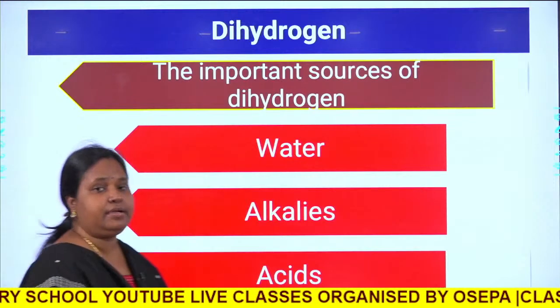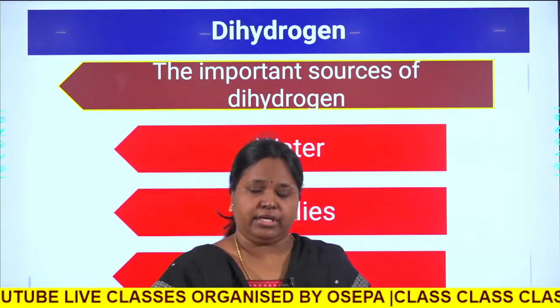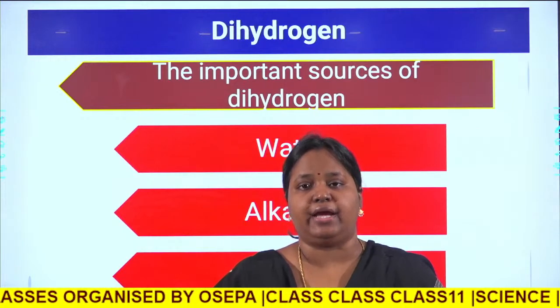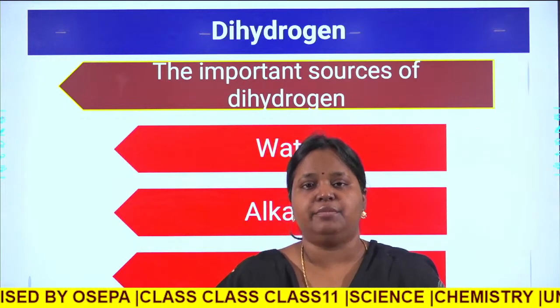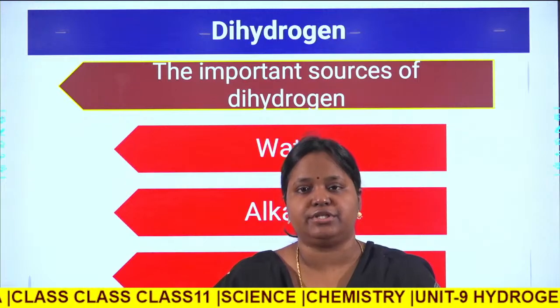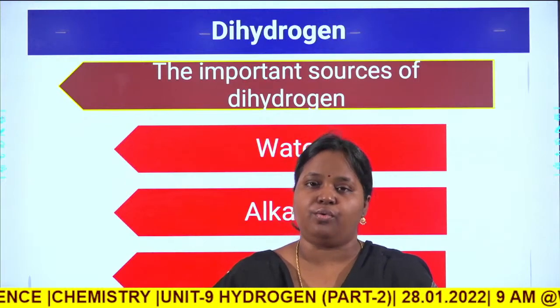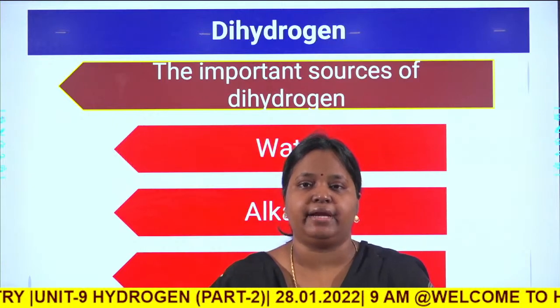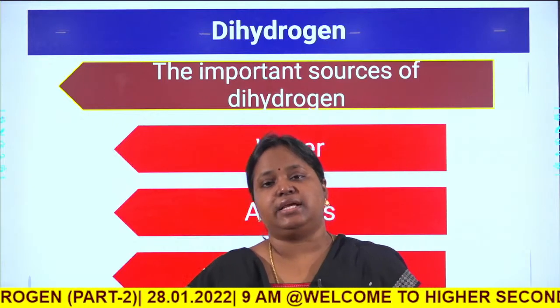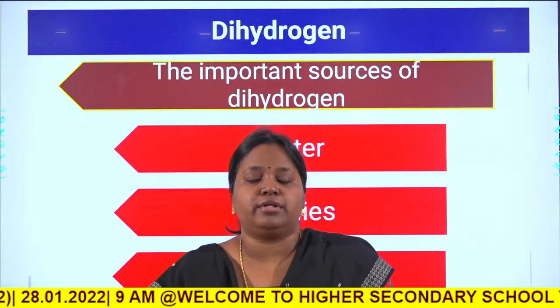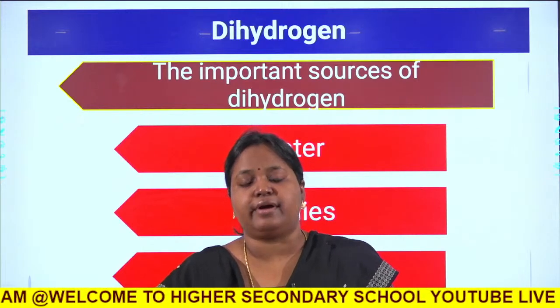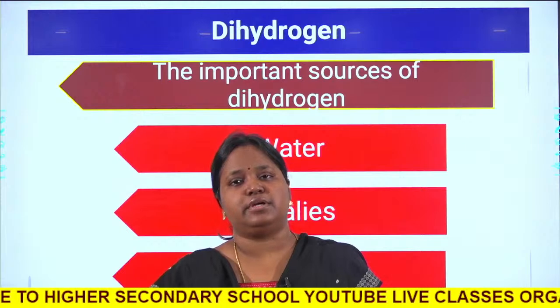Now let's see dihydrogen. Usually we call hydrogen dihydrogen because in the elemental form hydrogen exists as H2. Only at a very high temperature will you get the hydrogen atom. Hence throughout the chapter you will encounter the term dihydrogen instead of hydrogen, so don't get confused.